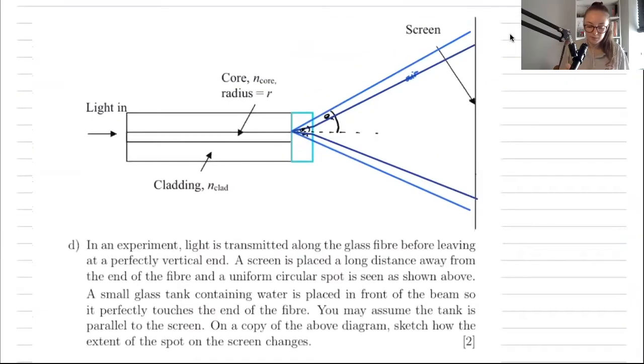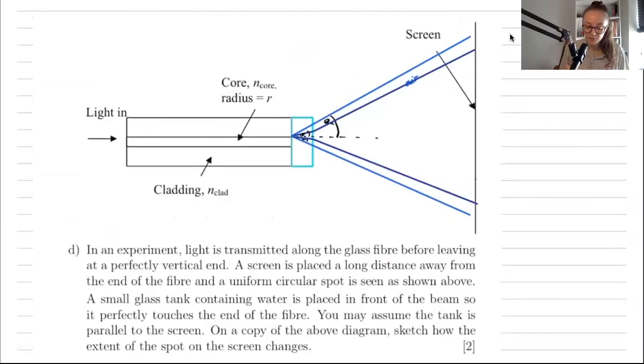Okay, next we've been told that we've put a little tub of water here, and it's exactly on this face, so there's no air between the end of the core and the water. And we need to sketch out what our beam coming out will look like. Initially, when it was just air, we had this line of light that just refracted outwards like that. But now we have this water in front of it.